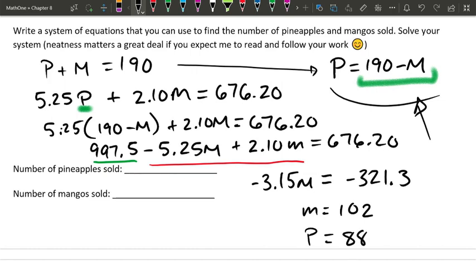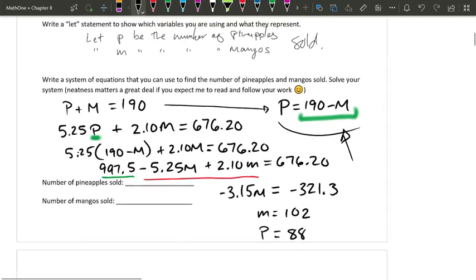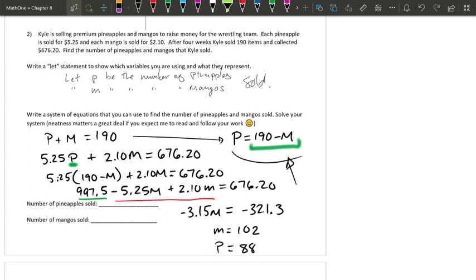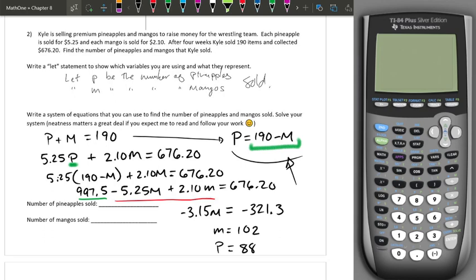Now I want to check both things, right, before I move on. So let me go ahead and grab the calculator and check both of these things. I know that these have to add up to 190, and sure enough, 88 plus 102 is exactly 190. So one of the conditions is met. The other condition that has to be met is 5.25 for every pineapple plus 2.10 for every mango has to add up to this amount of money.